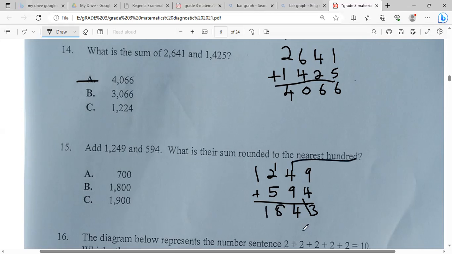All right, so we need to round it to the nearest 100. So we look at the 43. It doesn't reach 50, so we're going to round down. So it's going to be 1,800. All right, let's see if we can proceed to number 16.